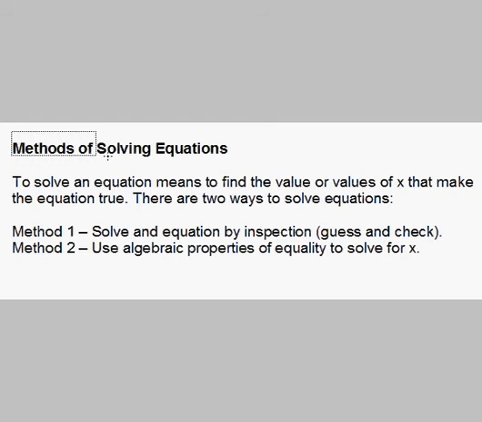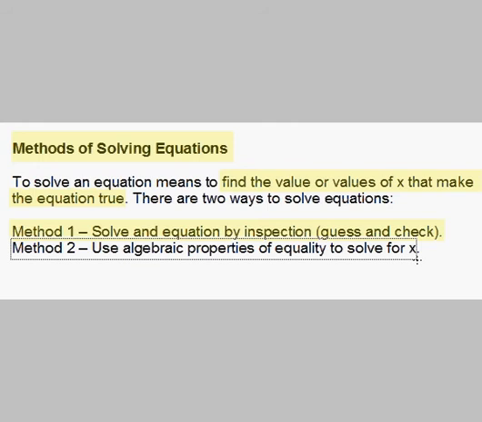We're going to look at two different methods of solving equations. First, we have to define solving an equation. That means to find the value of x or values of x that make the equation true. So that means when you plug in that value of x, you get a true statement. The first method is by inspection, which really amounts to guessing an answer and then checking to see if it results in a true equation. And the second method is using algebraic properties of equality. And that's really what this course is more about.